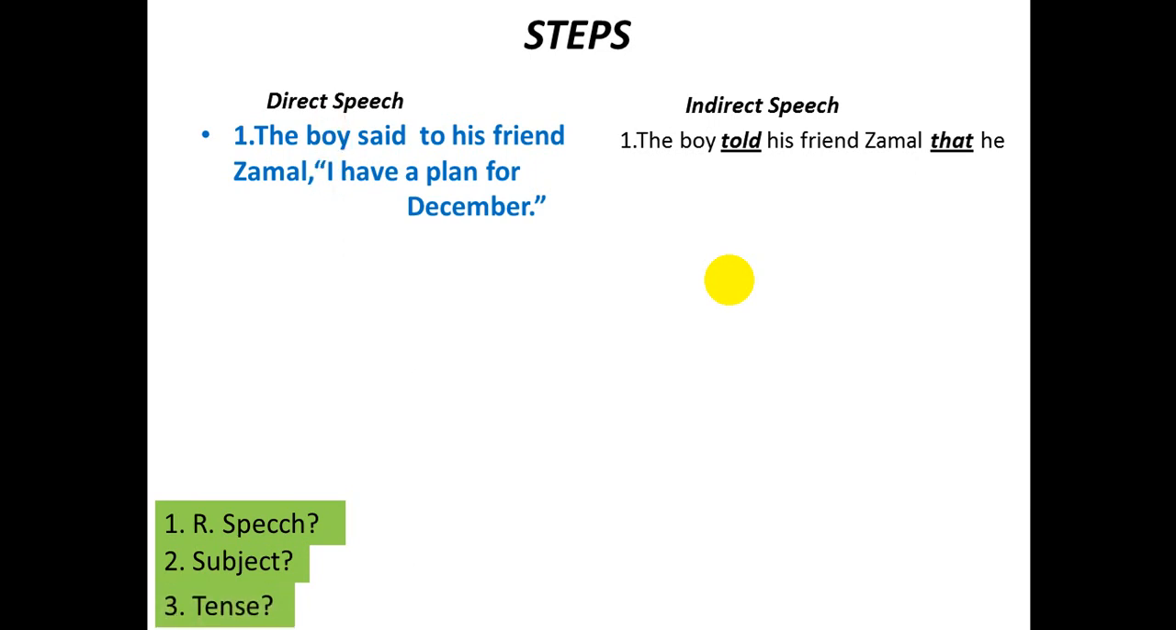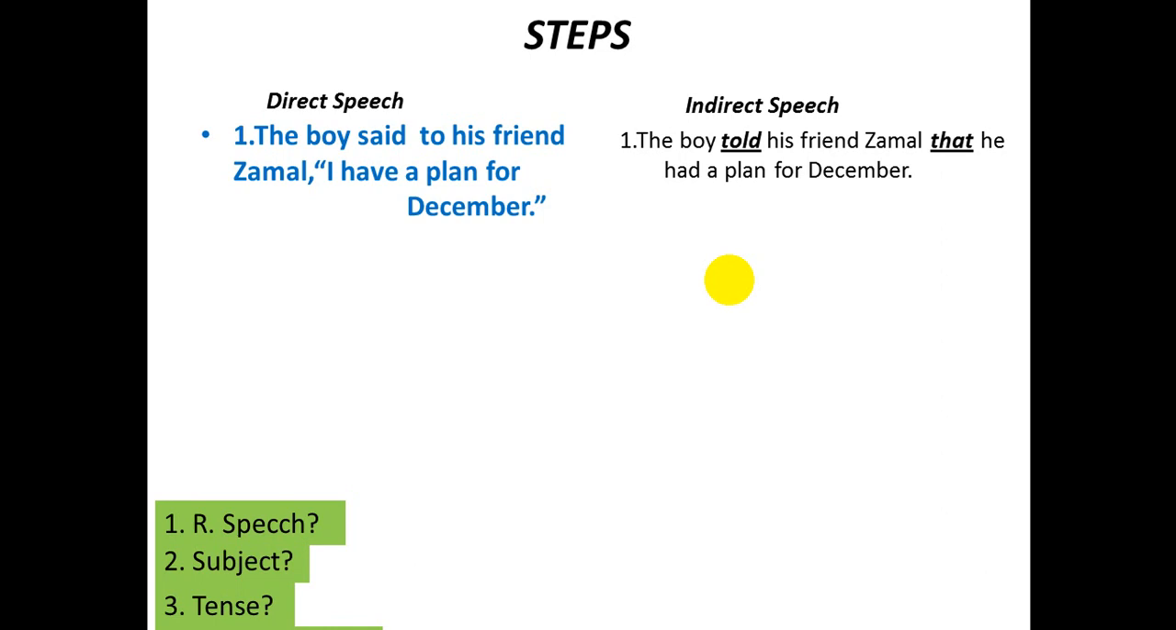Next, tense. So look at the tense. I have a plan. This is present indefinite tense. Of course it will change into past indefinite. That means had a plan, he had a plan. Okay, and the last one is other words. So I have a plan for December. These are other words, so they will remain unchanged because they are from third person.